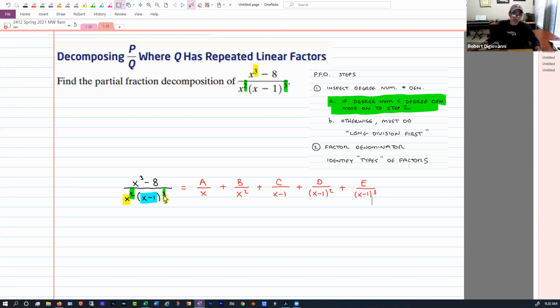Okay, can you already tell this is gonna suck? I mean, this is gonna be a lot of work here. Okay. All right, so, but this is it. I mean, this is the way it is.